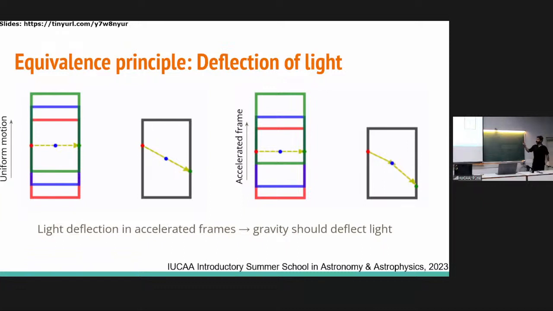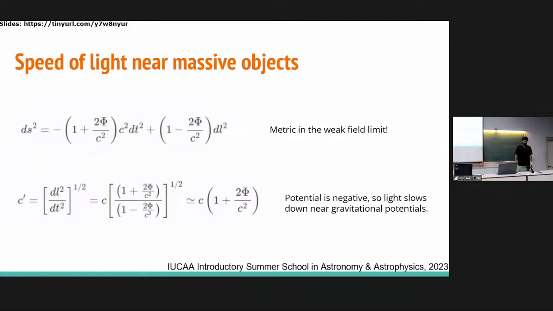Okay? Now, whatever light deflection that we see in accelerated frames, that should also happen if you are having a frame which is sitting tight, but in a gravitational field. That's what the principle states. And so gravity should be able to deflect light. Okay? This is something that Einstein said.